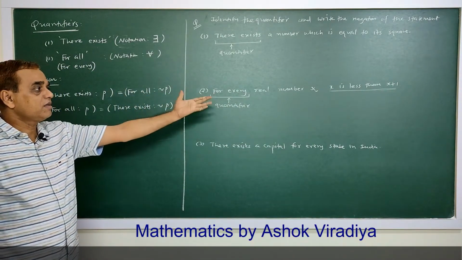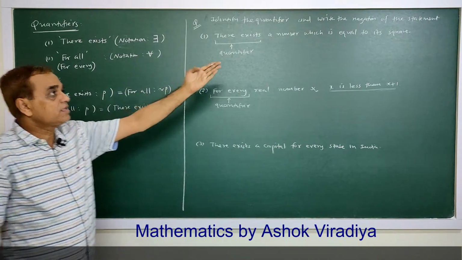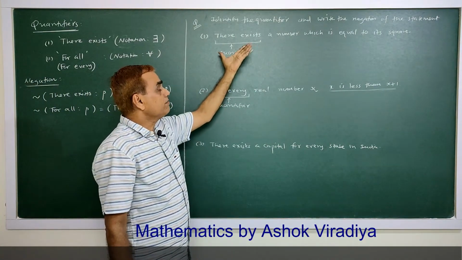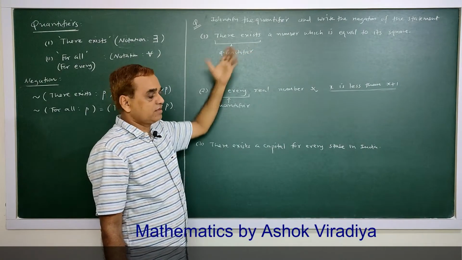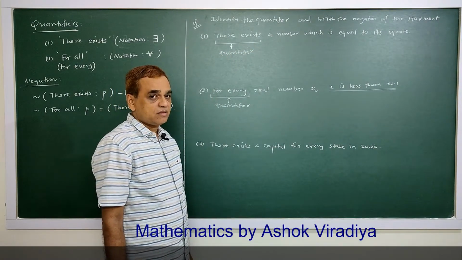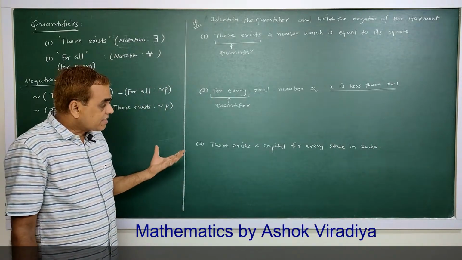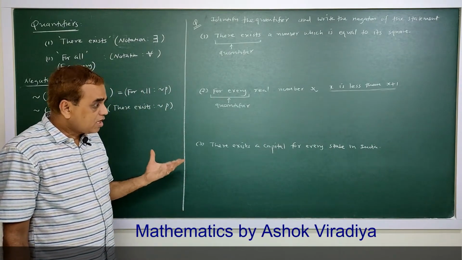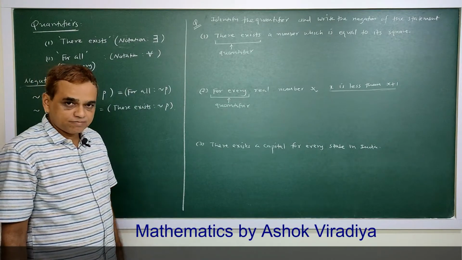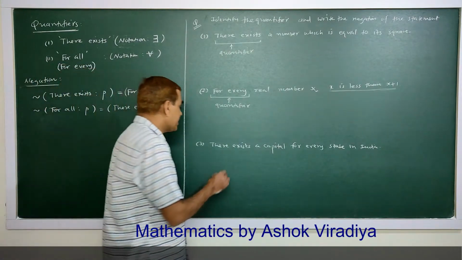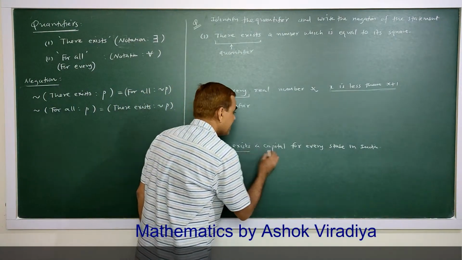Property is for all members. Here this was for some particular member, particular number. Now look at this third statement: there exists a capital for every state in India. You can see that in this statement there are two phrases, "there exists" and "for every".